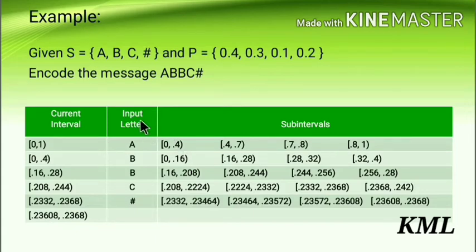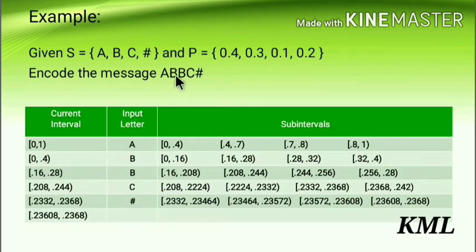Now what you have to do is check the input letter. We have an A here. So now check at which position A is in the source. See here, A is at the first position in the source. So since A is at position 1, you have to select the first subinterval as your next current interval. Whatever the position, that subinterval you have to choose for the next current interval. So let's move ahead. Now you have got this current interval.